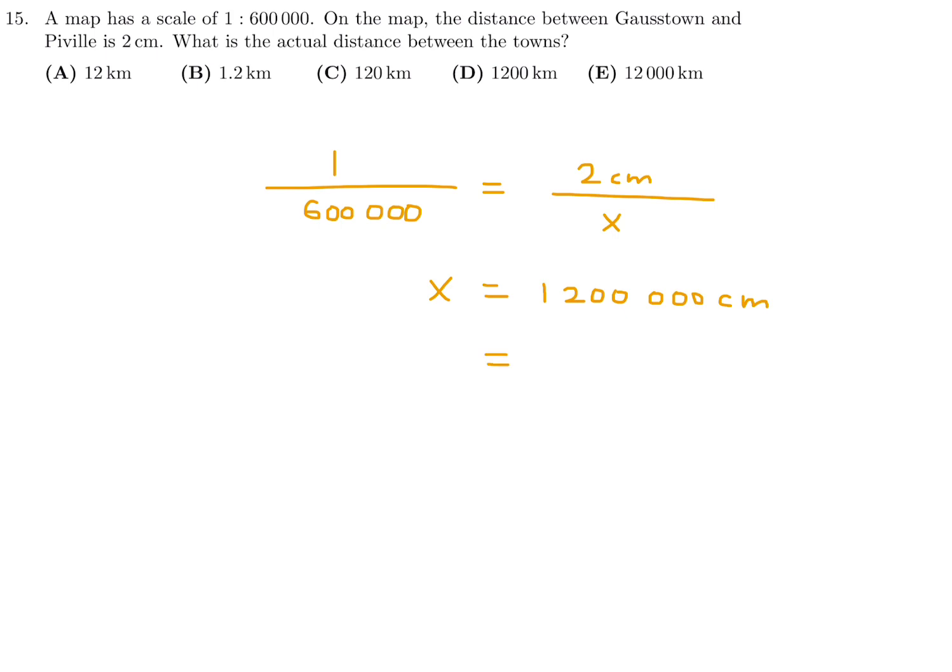Okay, no problem. First, let's divide by 100 to get it into meters. And when you do, you get 12,000 meters. And then let's divide by 1,000 to get kilometers. And when you do, you get 12 kilometers. So to go from here, I divided by 100. To go from here to there, I divided by 1,000. So 12 kilometers would be A for number 15.